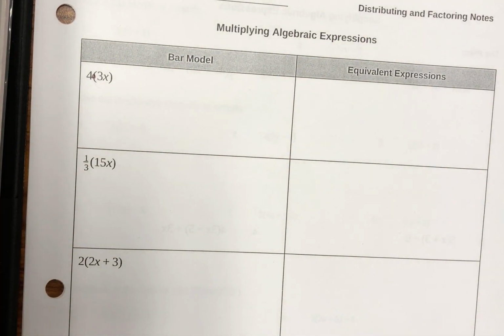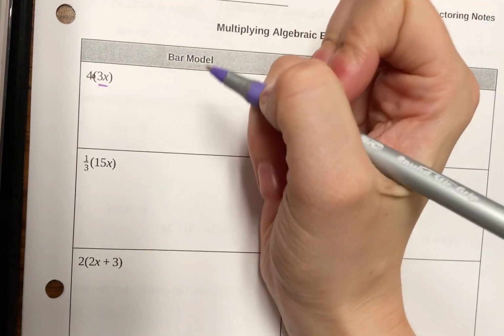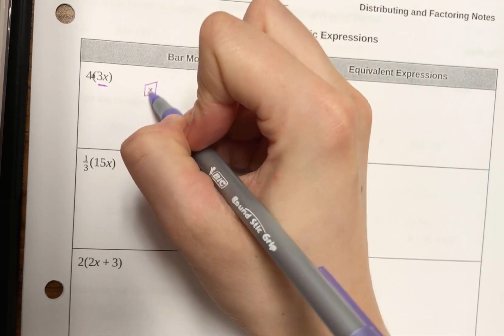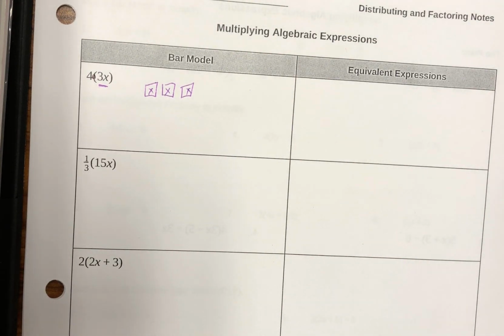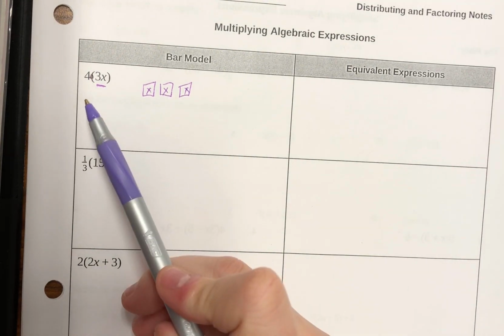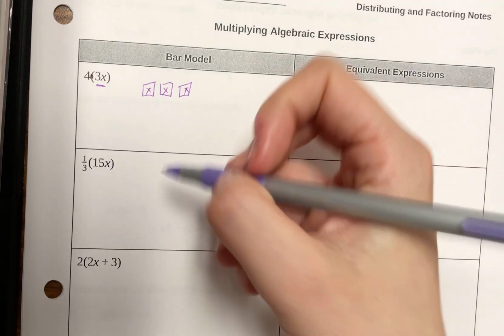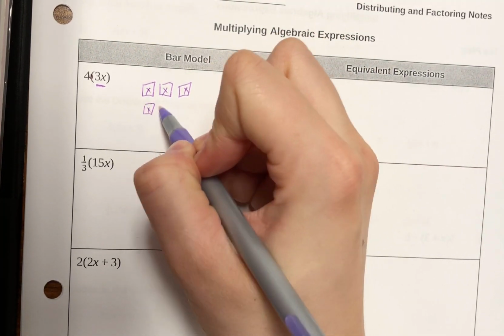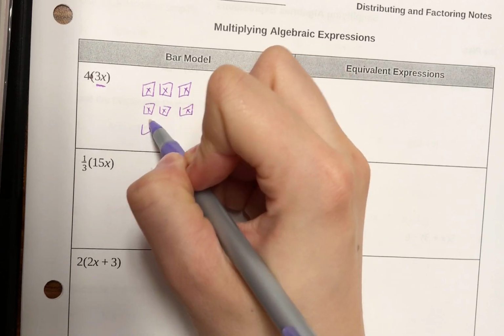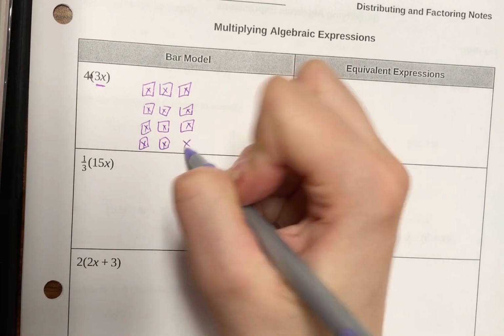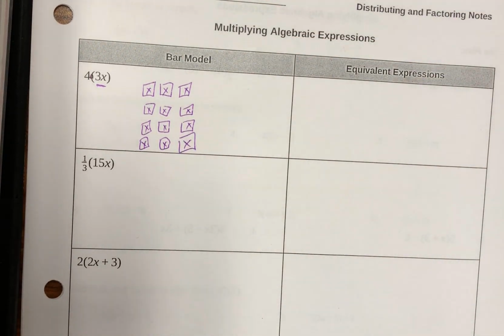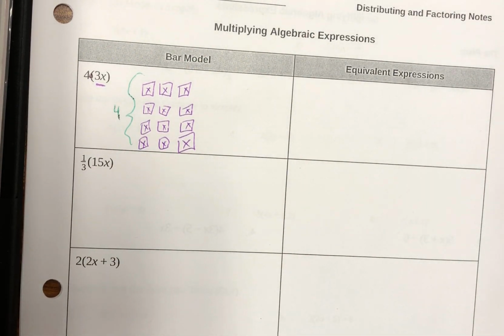So what does that mean? That means that we have this thing 3x, which we know looks like this. And they're saying that we have 4 of those 3x's. So there's 1 3x, 2, 3, and 4. So in total, we have 12x.